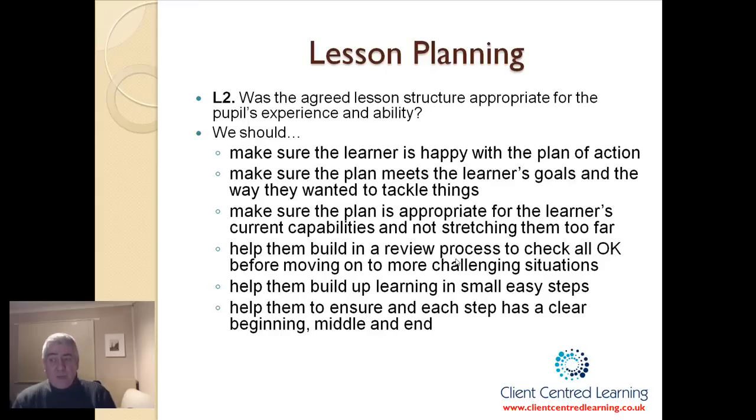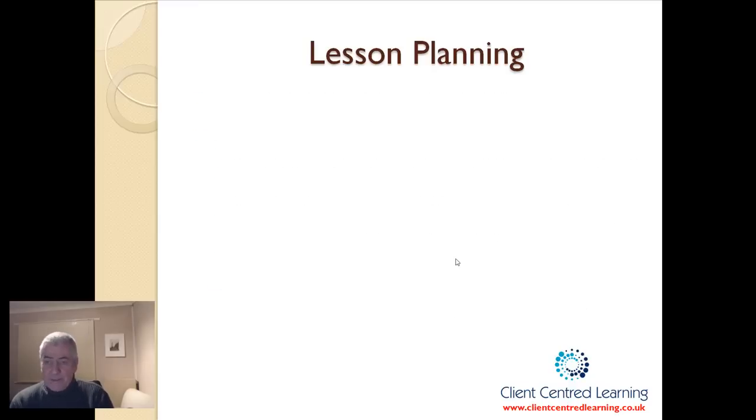Make sure the plan is appropriate for the learner's current capabilities and not stretching them too far, not putting us into a position where we're going to be unsafe because we can't cope. And the only way to be sure is to invite them into the process. Help them build a review process to check that everything's okay before moving on to more challenging situations or to higher levels. And make sure that you're helping them build up learning in small, easily manageable steps. And then help them to ensure that each step has a clear beginning, middle and end, and every step from that point forward.